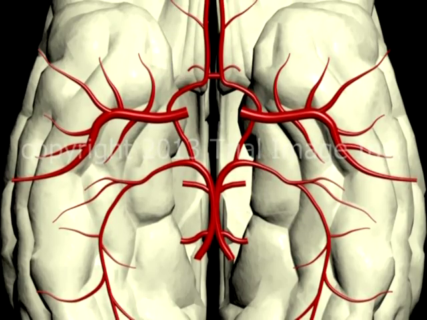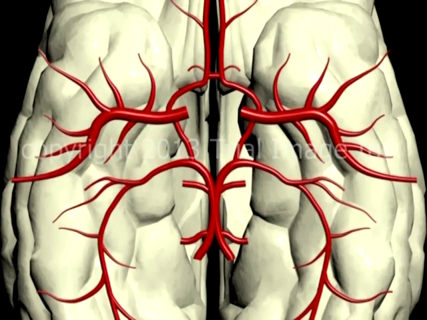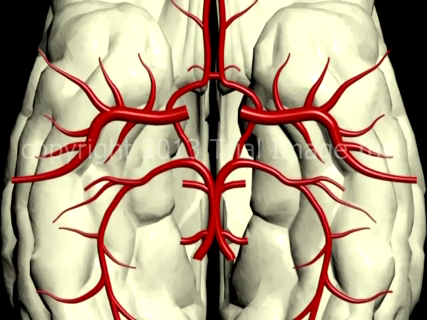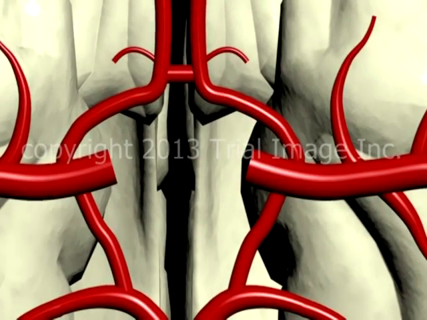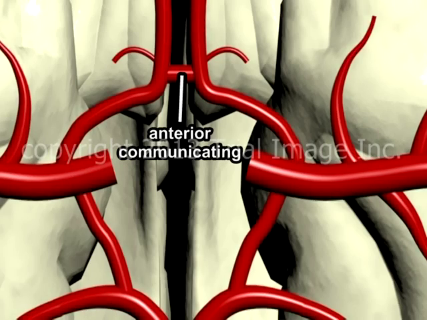Now that we have a better understanding of the anatomy of the circle of Willis, let's take a look at how it contributes to subarachnoid hemorrhage in the brain. While beautiful in design and function, the circle of Willis is also the location of 85% of all aneurysms within the brain. One common site for the occurrence of an aneurysm is the junction between the anterior communicating and anterior cerebral arteries.